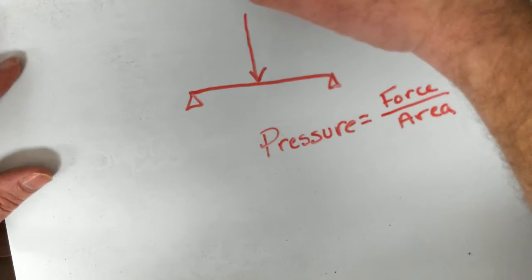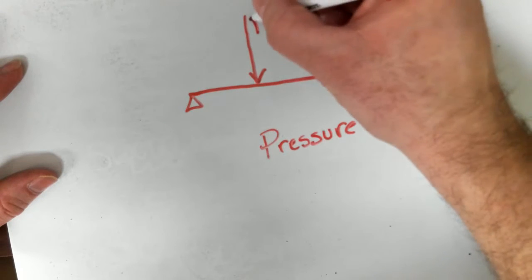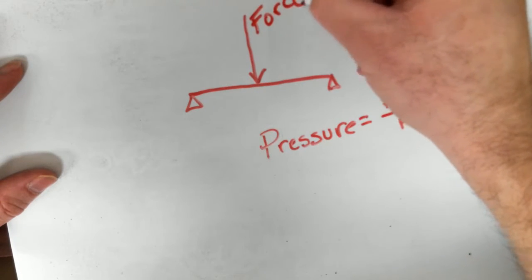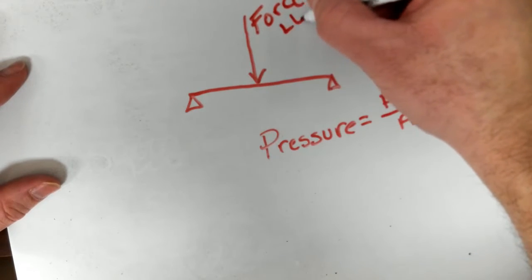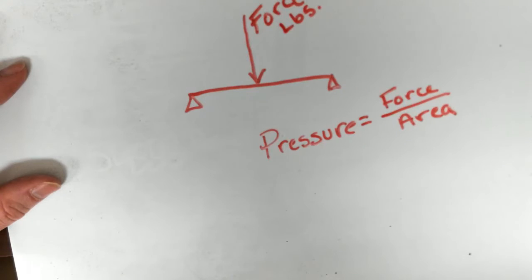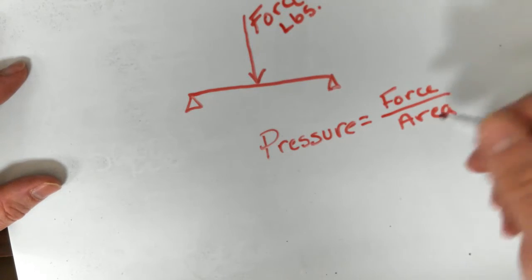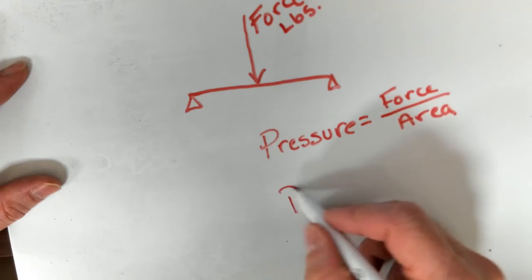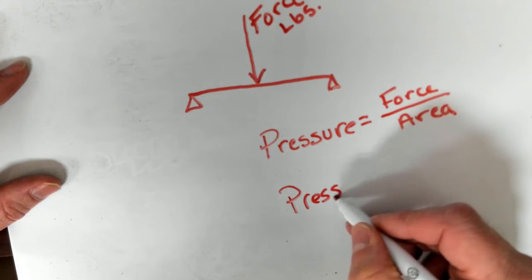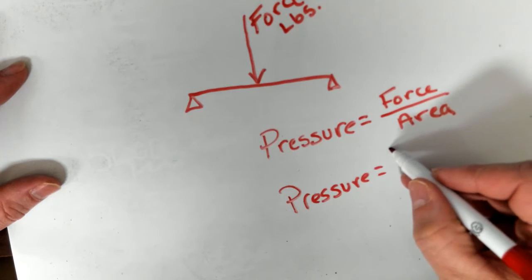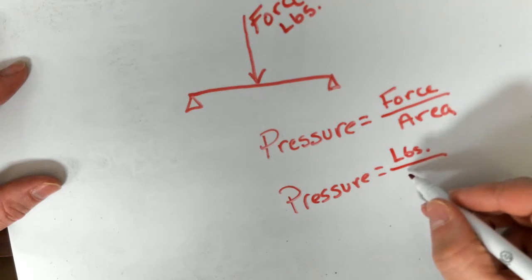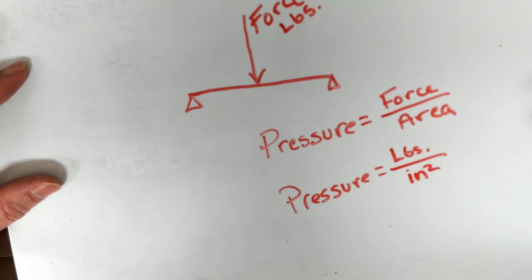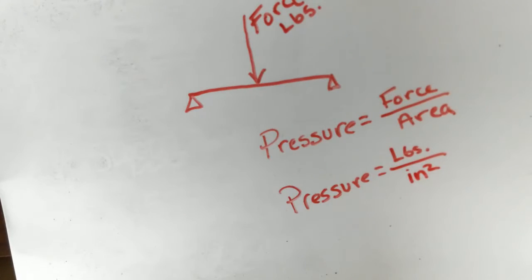So the force up here that's being applied to this beam, in the standard side of things, this would be the pounds. Okay? That'd be pounds. And in the standard unit of measurement, pressure is typically going to be pounds over the area, which is typically square inches. So that's typically what we're looking at.